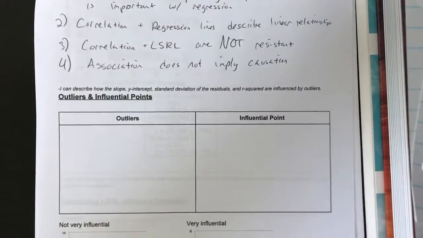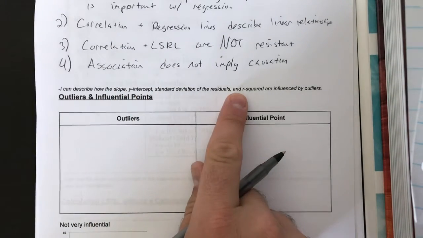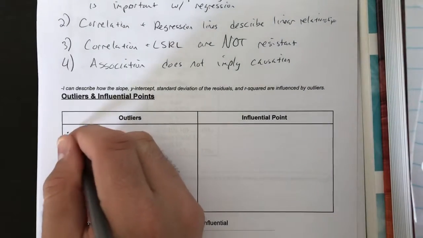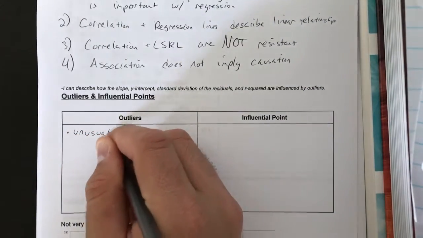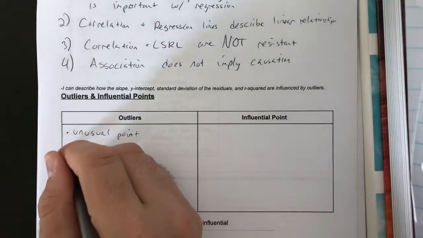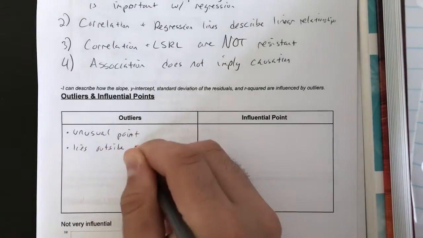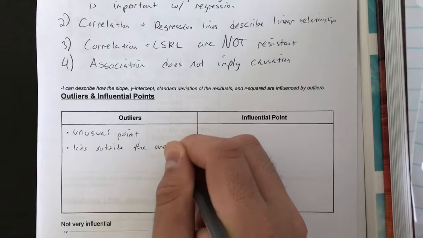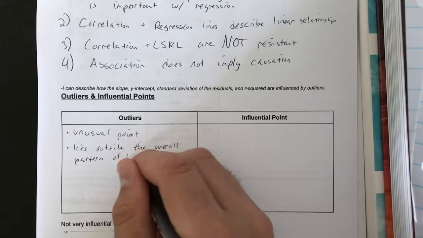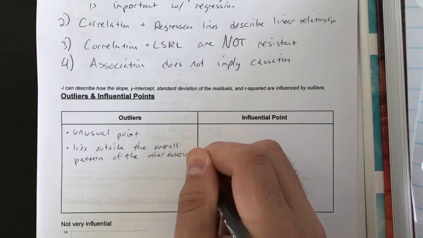Okay. The outliers and influential points, you're going to be able to describe the slope, y-intercept, standard deviation of residuals, and R squared, and how they're influenced by outliers. So an outlier is an unusual point. It lies outside the overall pattern of the other observations.